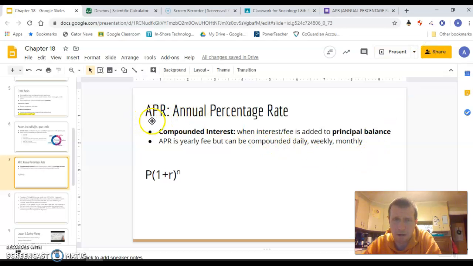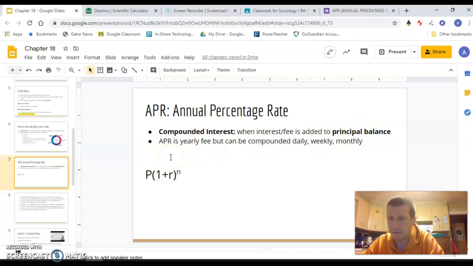APR is just a short acronym that stands for annual percentage rate. It's a technical term for the amount of interest that is added to an account in one full calendar year. Thus the name annual. Sometimes you'll hear the term compounded interest. That is just the period in time when the interest or the fee is added to your principal balance, the amount of money in the account.